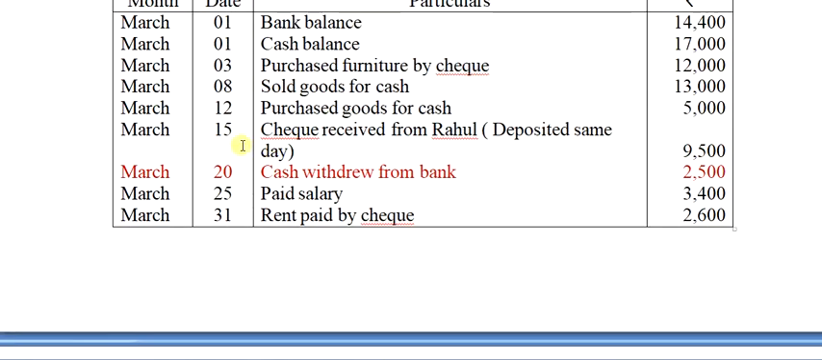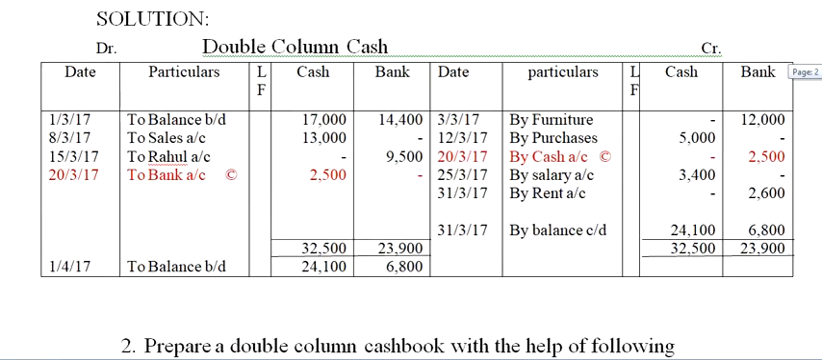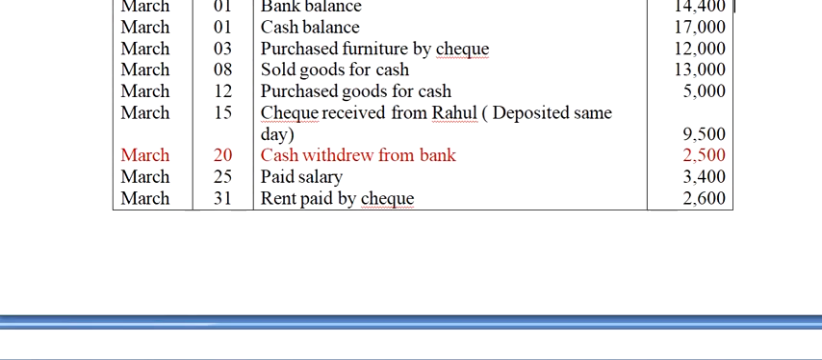Again, next point, what is given here? See here, March 15, check received from Rahul, deposited same day. We are receiving the check amount of rupees 9,500 and depositing on the same day. So what happens on 15/3/2017 to Rahul account directly in the bank column? 9,500.